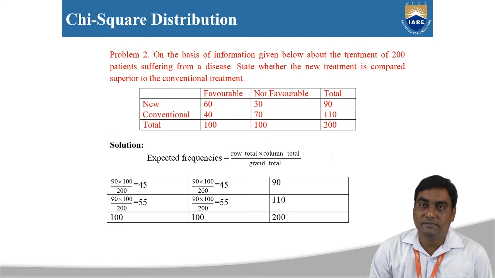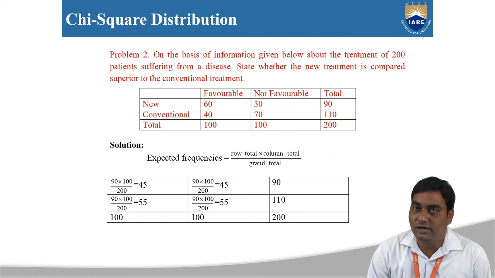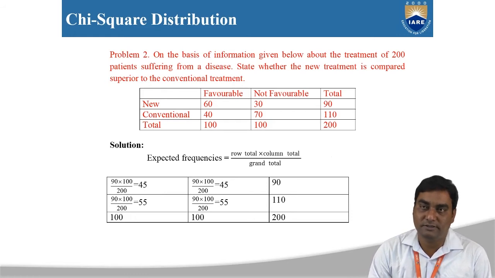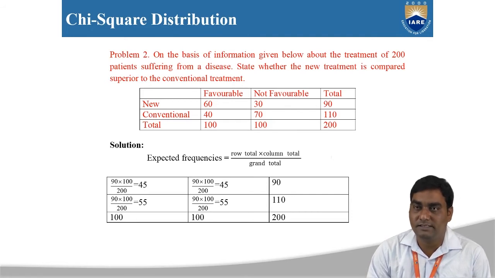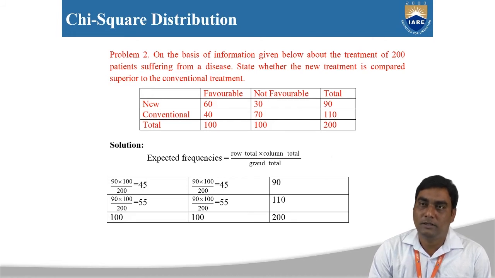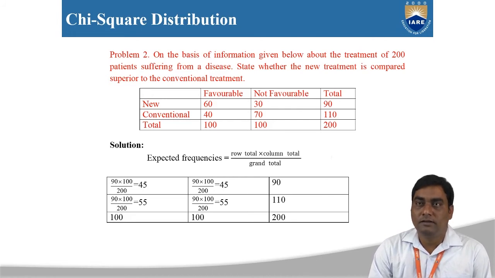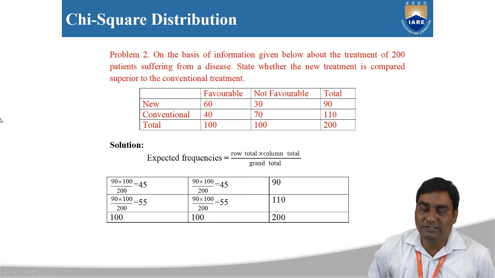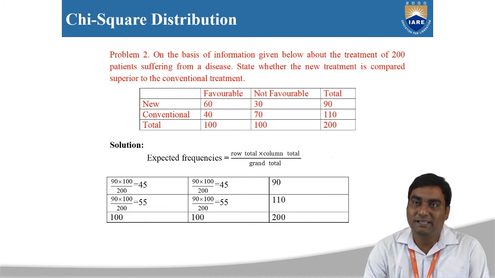In method 1, the expected frequency we find by using the average of observed frequencies. In method 2, the expected frequency we find by using either the binomial or Poisson distribution. And in method 3, we find the expected frequency by using the formula corresponding row total into corresponding column total by grand total. Now, this problem 2 consists of a table format, meaning chi-square test for independence of attributes. We are going to use method 3 for this problem.